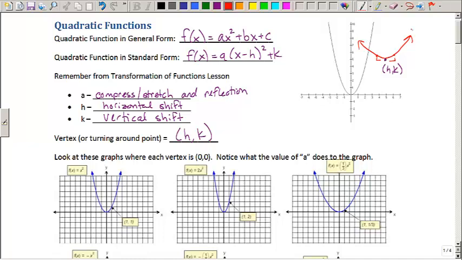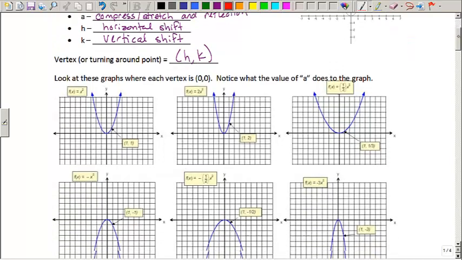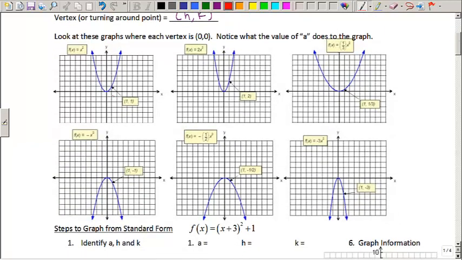We're going to be doing a little bit of the same thing, although I'll be asking you to find some more information like the x-intercepts, the y-intercepts. We're going to be talking about the axis of symmetry, the domain and range, and maxes and mins. First, let's take a look at these graphs where each graph's vertex is 0, 0.